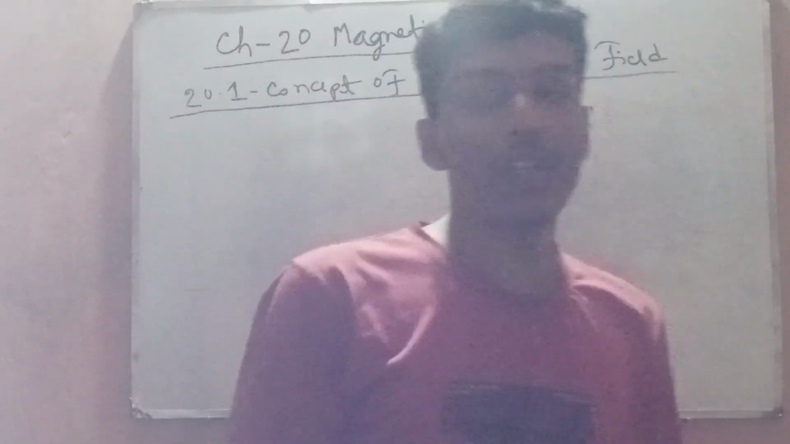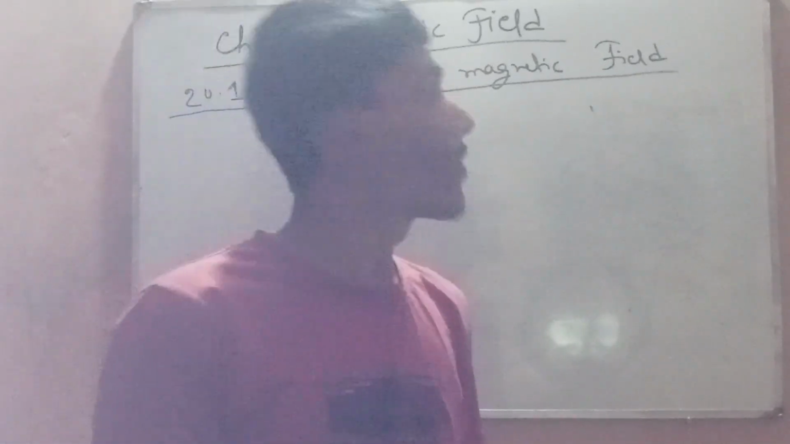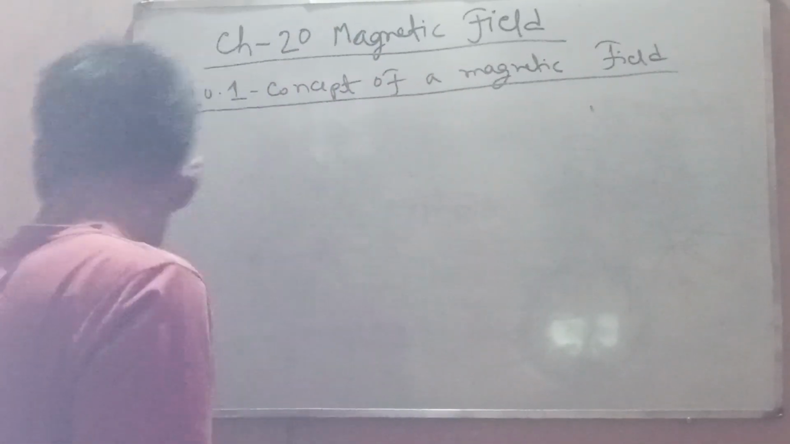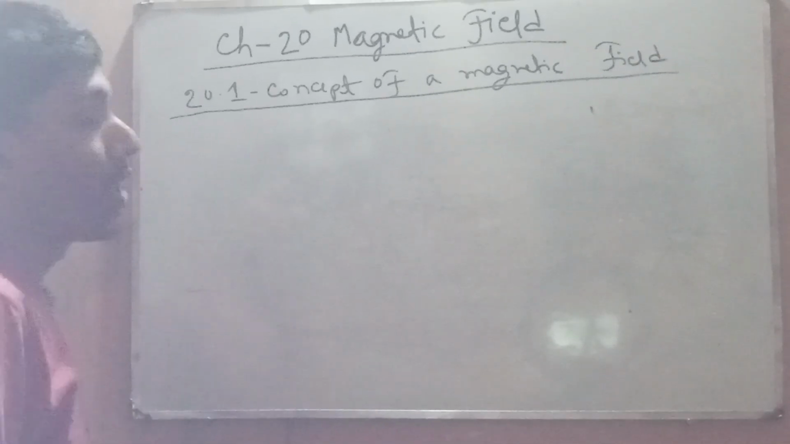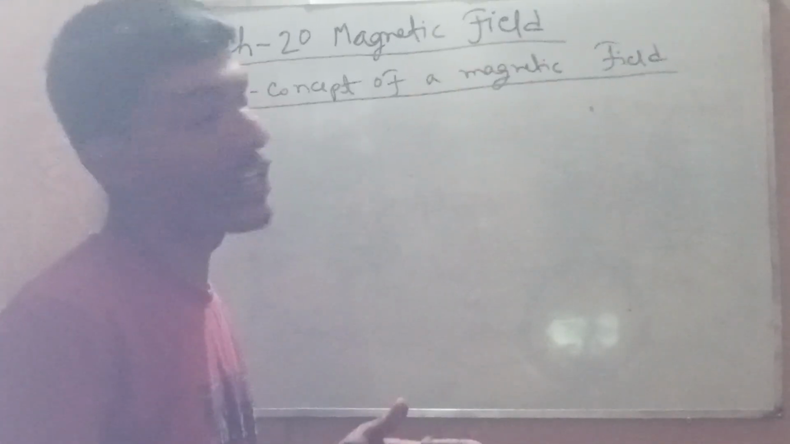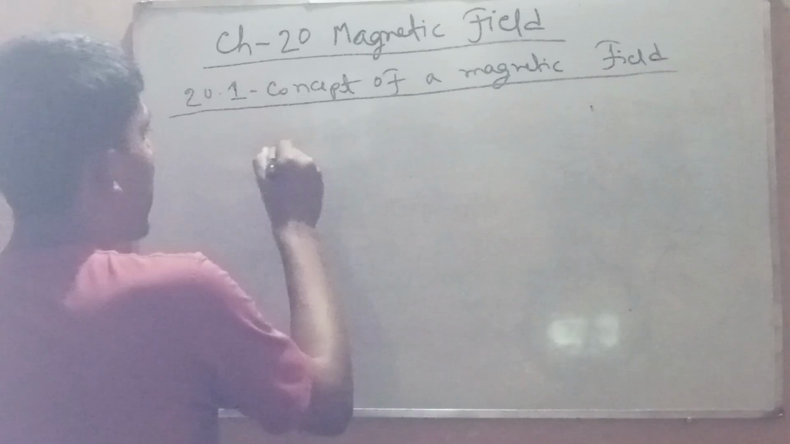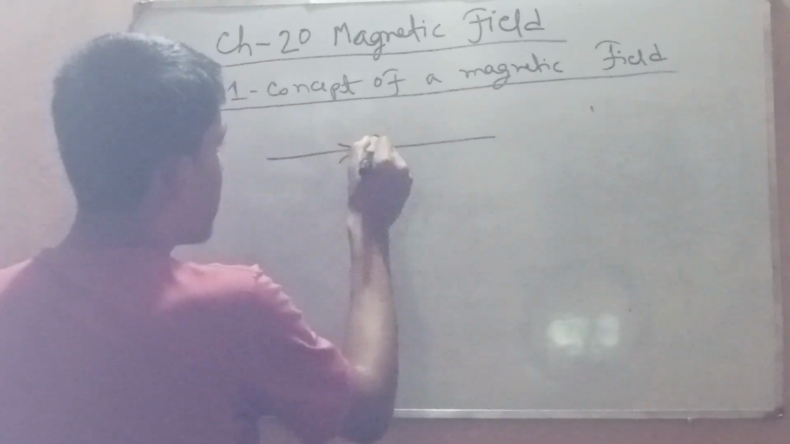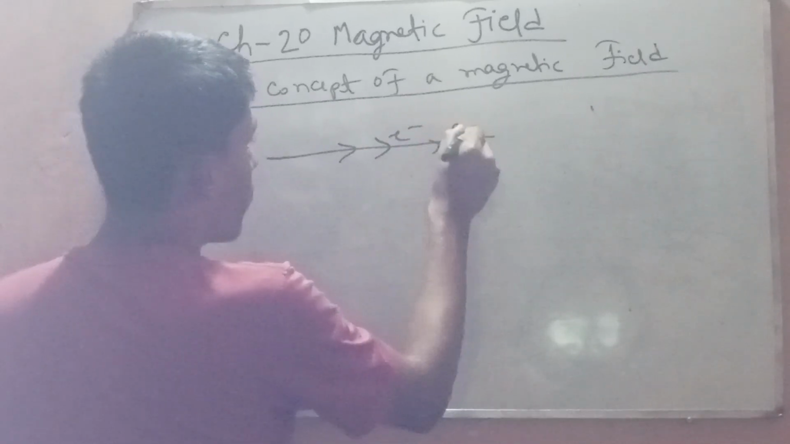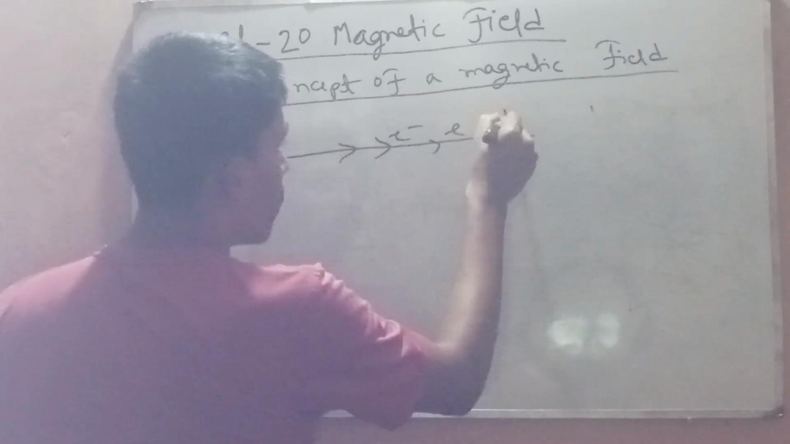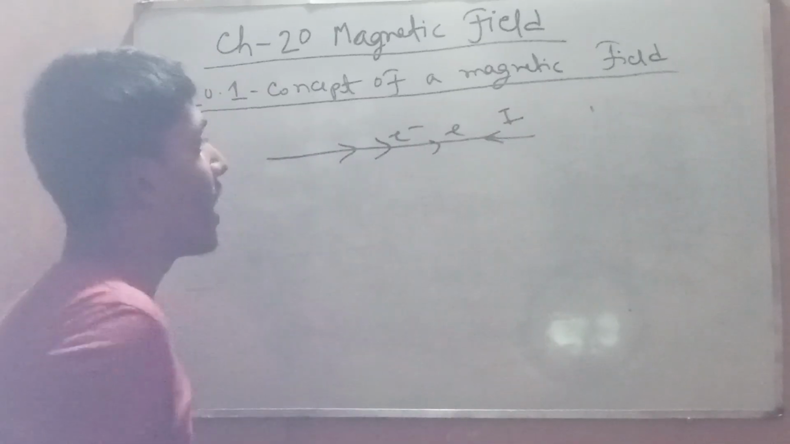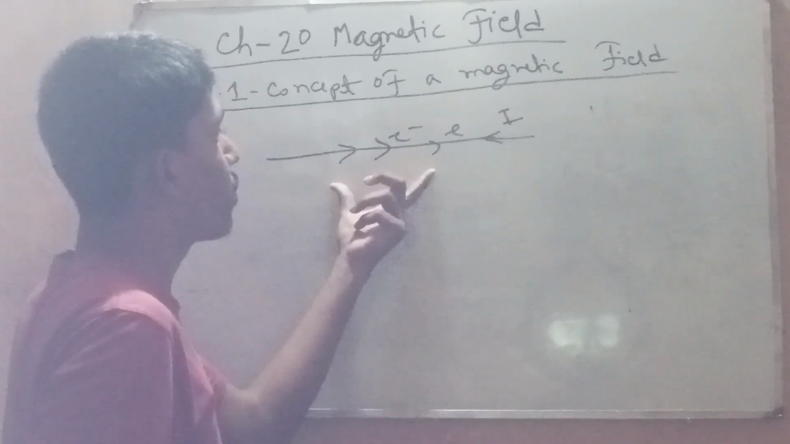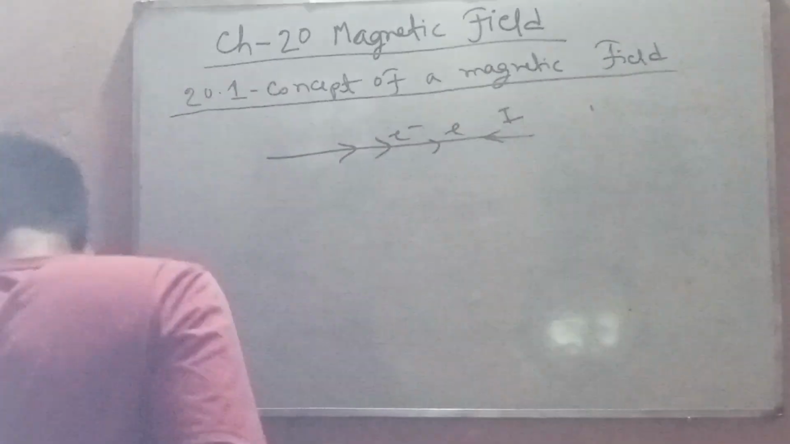Following the previous lecture, we'll discuss the concept of a magnetic field. A magnetic field is also created by an electric current. Electric current means the flowing of electrons.